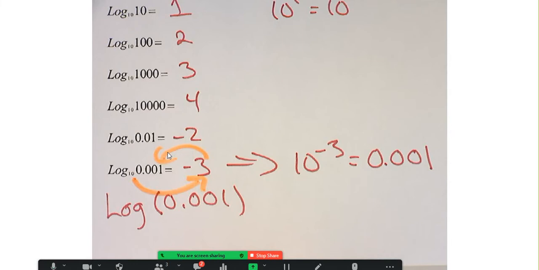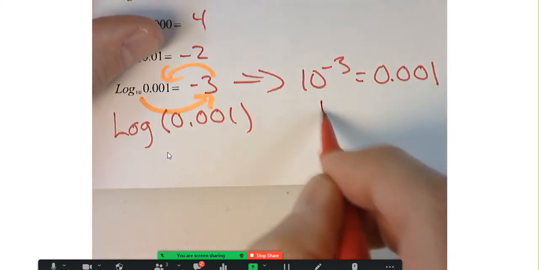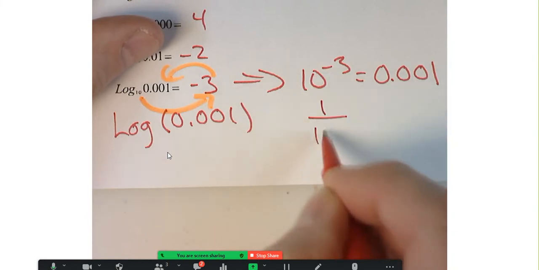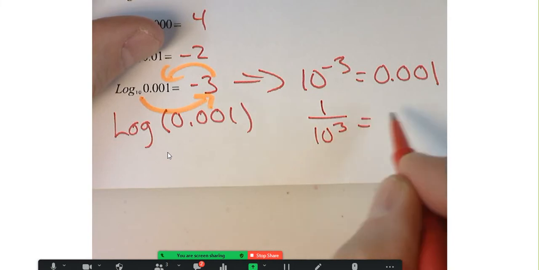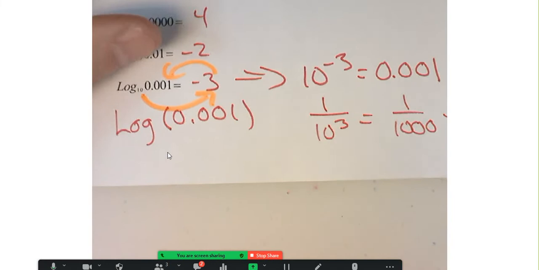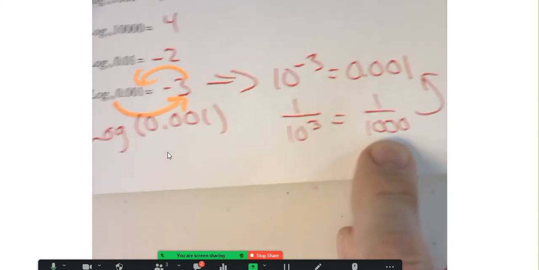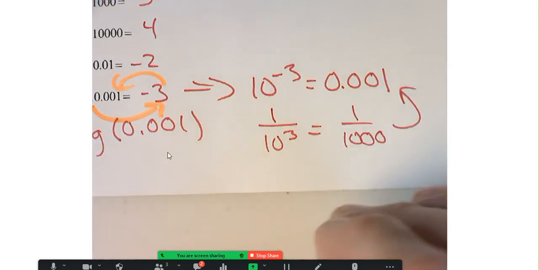And if that doesn't quite look right to you, let me demonstrate that it is actually going to work out. That's 1 over 10 cubed. And 1 over 10 cubed equals 1 over 1,000, which is the same thing as 1/1,000. So it works. Nice. All right.